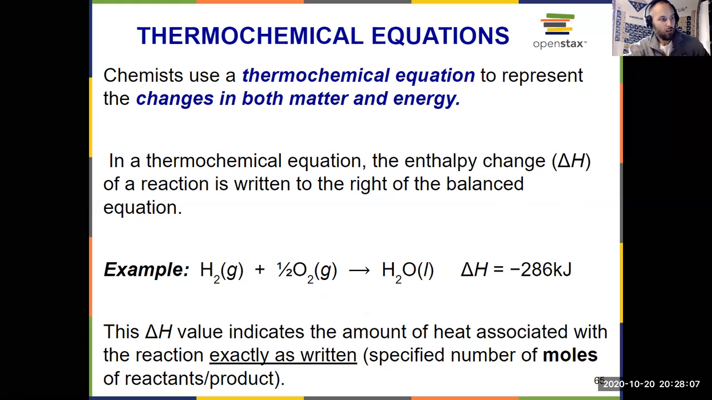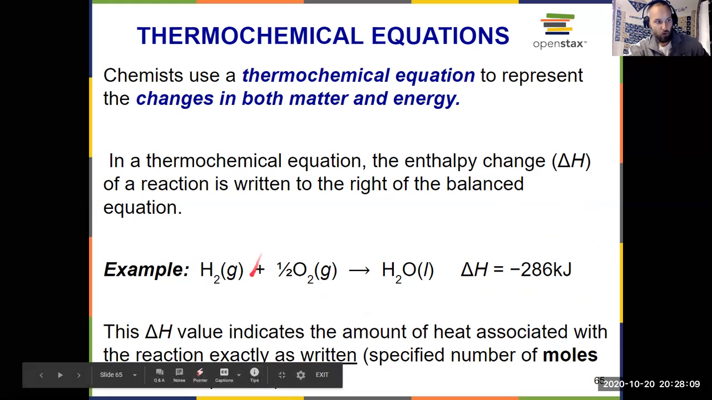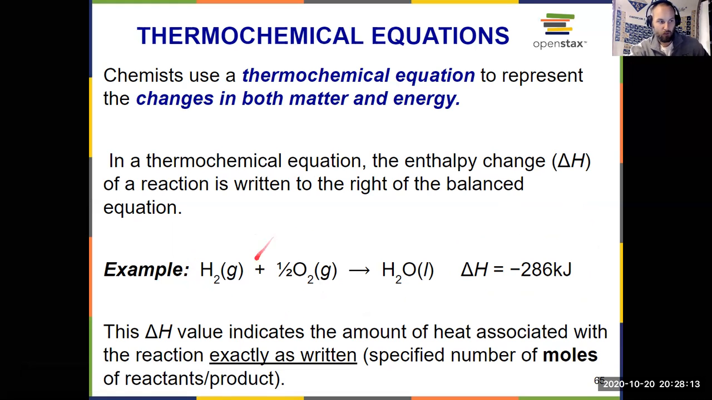So if I have exactly 1 mole of hydrogen and exactly 1/2 mole of oxygen to form exactly 1 mole of H2O, specifically 2 gases to form a liquid, then it releases 286 kilojoules of heat. If those coefficients were different, it would change this number as well. And we'll see that that's important in the second video from 5.3.